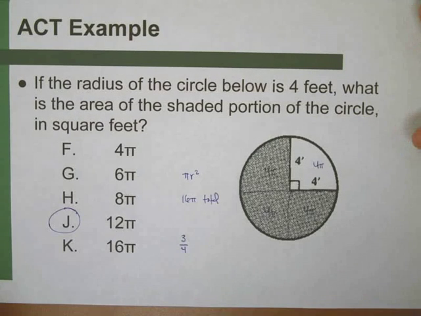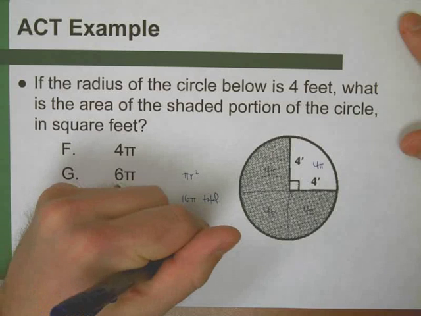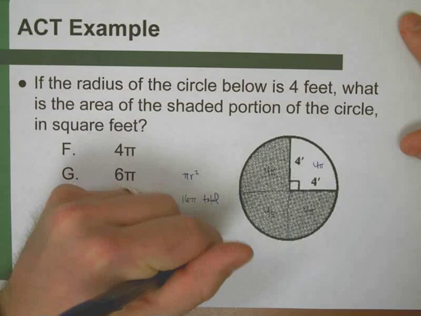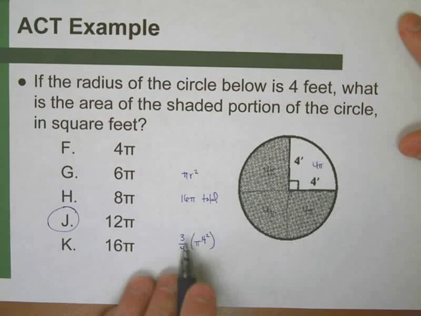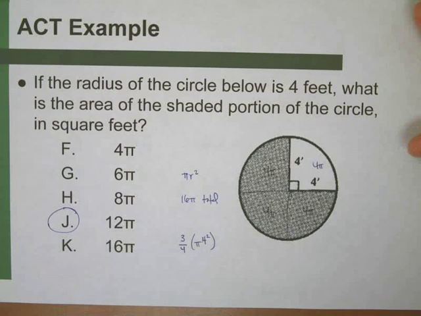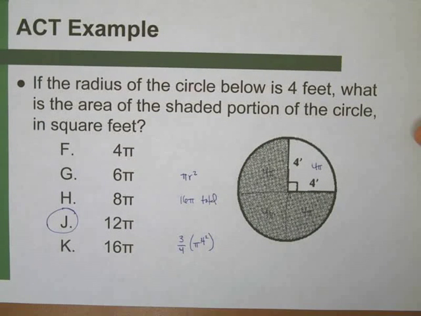Here's what they really want you to do. They really want you to notice that it was 3/4 of pi times 4 squared, right? Pi r squared is 16 pi, 3/4 of that. We could simplify it down and get 12 pi. However approach you want to do it.